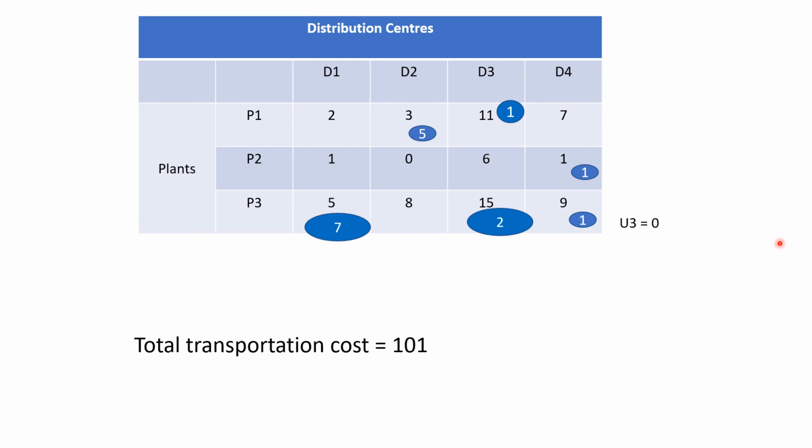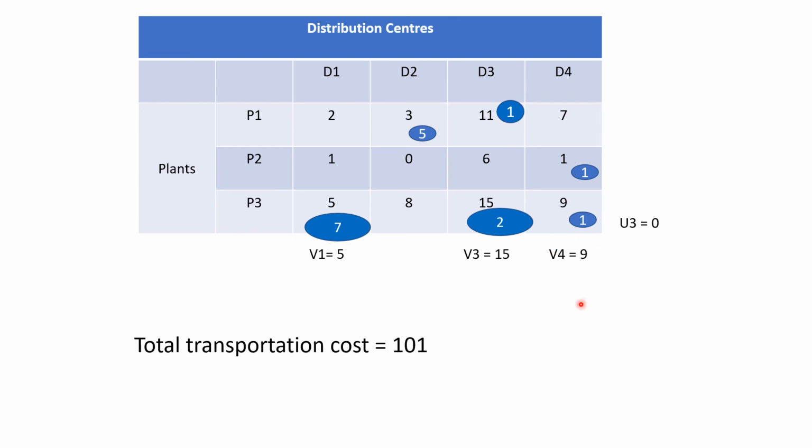Once you get this, again we have to do the same steps again and again until we get all the cell evaluations to be non-negative. So again we start with the row having the highest number of allocations, that is U3, which we have assumed to be 0. So if U3 is 0, I am sure now you will be able to tell me the values of V1, V2, V3 and V4. Yes, V1 will be 5, the Cij value, V3 will be 15 and V4 will be 9. So that's what we got here.